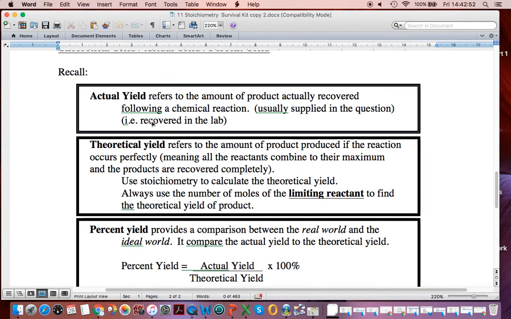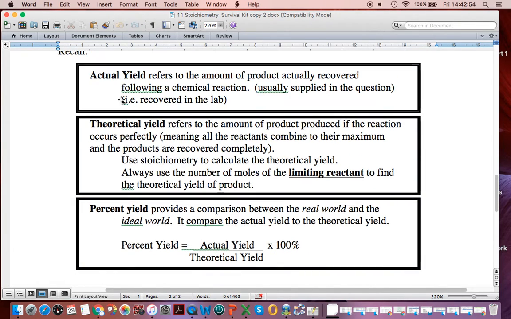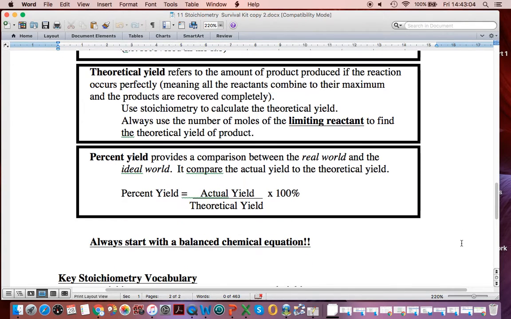Percent yield compares these 2 things. It says, hey, let's take our actual yield, divide it by a theoretical yield, and we should get a number between 0 and 100. So that's it for this section.